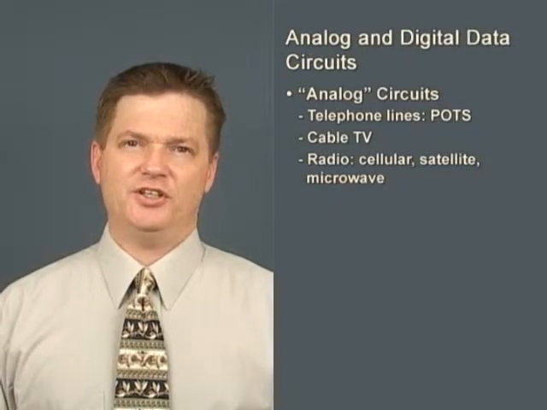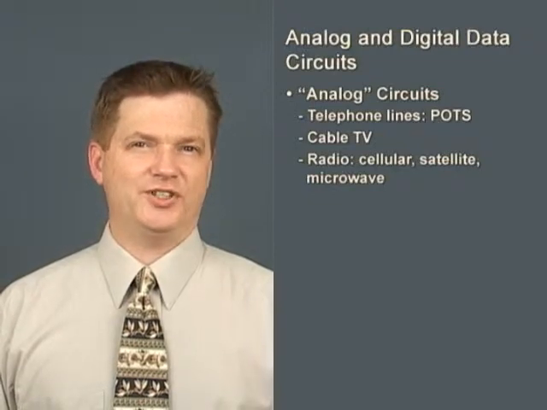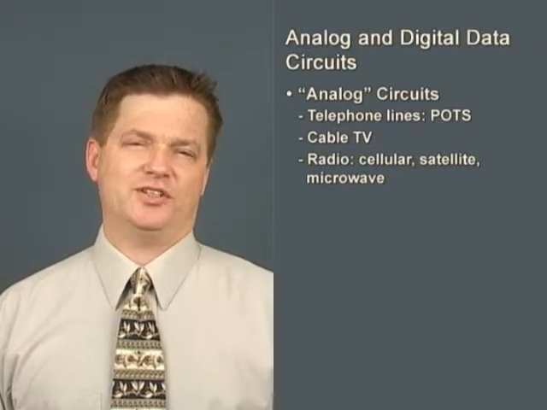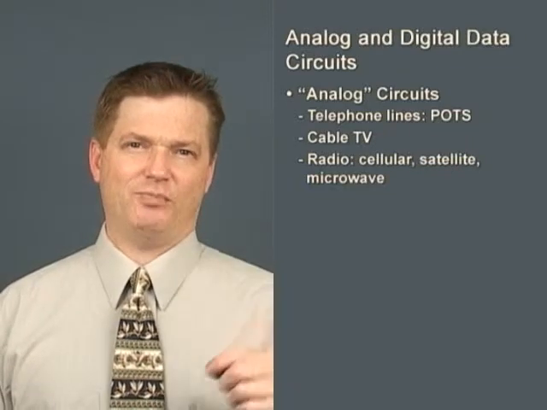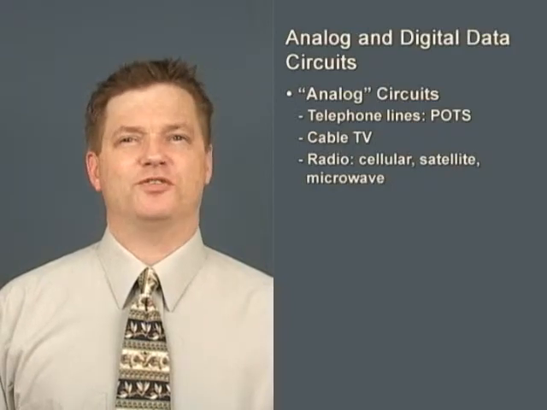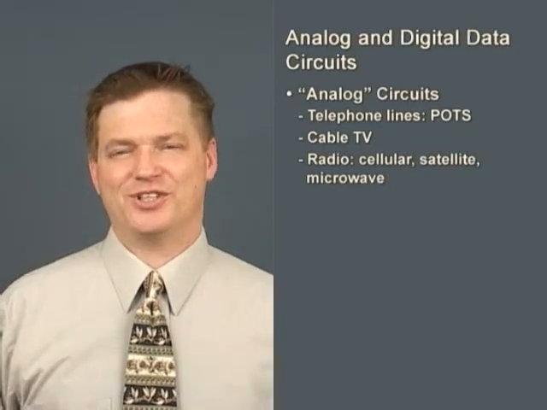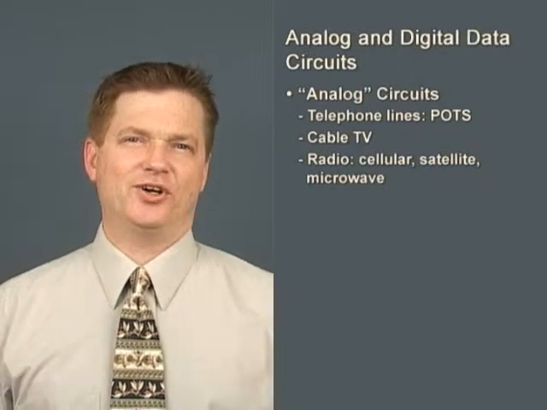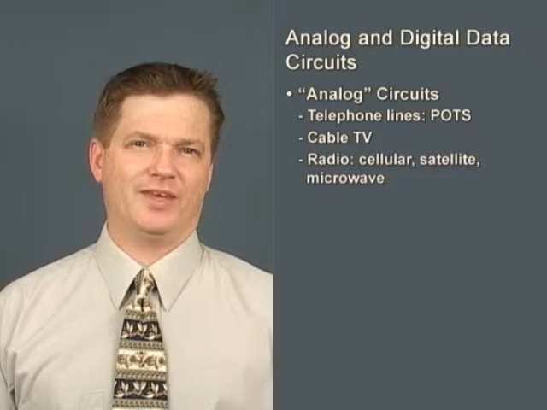Cable television and any kind of radio you can think of, we use similar techniques where we take some characteristic and change that as a direct representation of, for example, speech coming out of somebody's throat or the intensity of light on a picture as we're scanning it. So these are all referred to as analog type circuits.